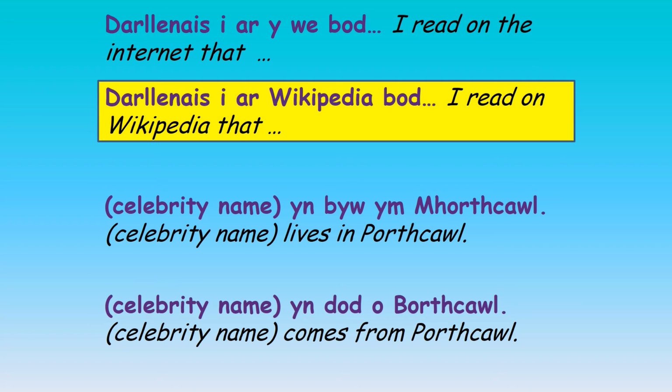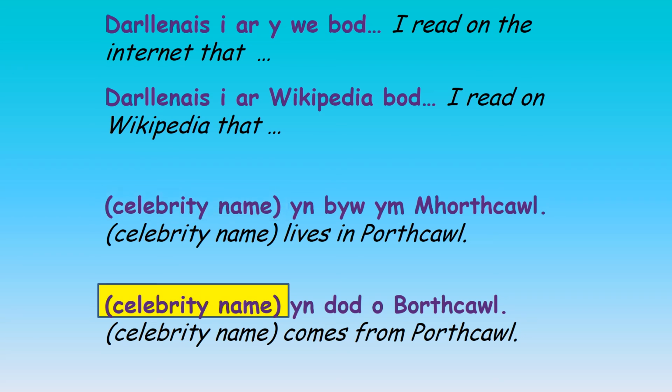You can then conclude these sentences by putting the celebrity name and saying that they either live or come from your area. For example, Darllenais i ar y we bod Ruth Jones yn byw ym Mhorthcawl. I read on the internet that Ruth Jones lives in Porthcawl. Darllenais i ar Wikipedia bod Rob Brydon yn dod o Borthcawl. I read on Wikipedia that Rob Brydon comes from Porthcawl.